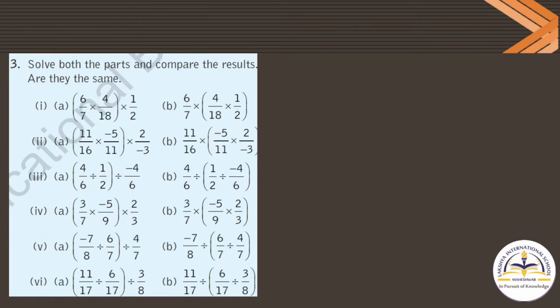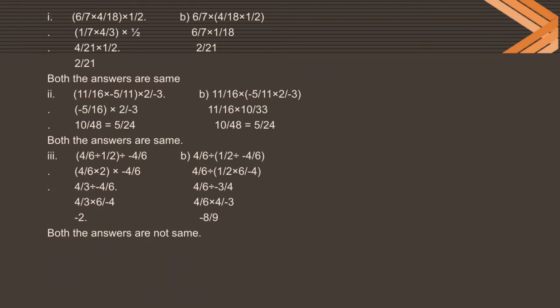Question number 3. Solve both the parts and compare the results. Are they the same? Same here, you have to solve both the parts and compare the answers. First question, 6/7 into 4/18 into 1/2. So 6/7, you have to cut the 6 and 18 by the table of 6. So you will get 1/7 into 4/3 into 1/2. Now when you solve this, you will get 4/21 into 1/2. So our answer will be 2/21.